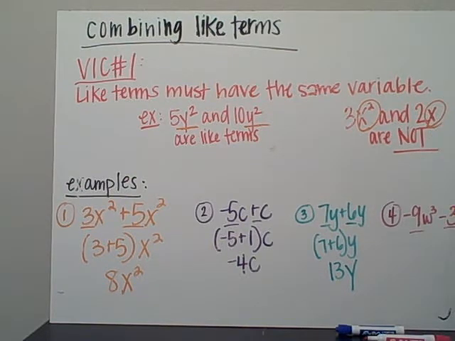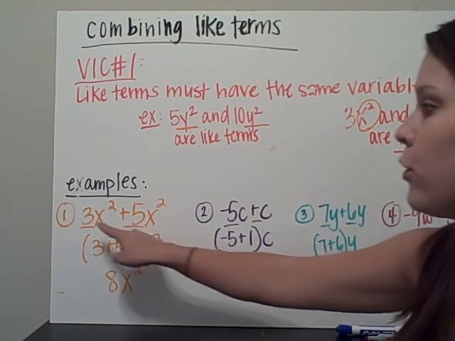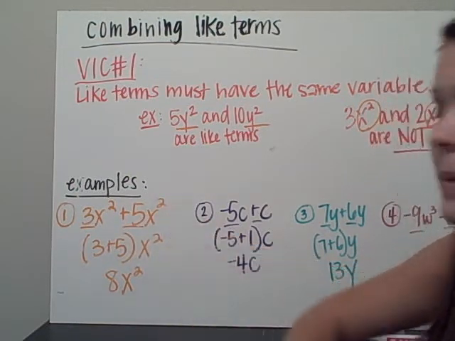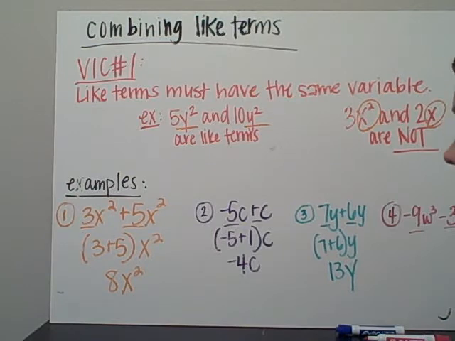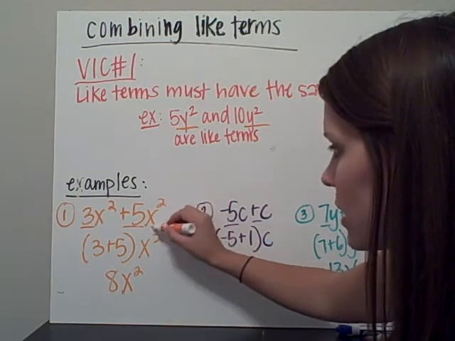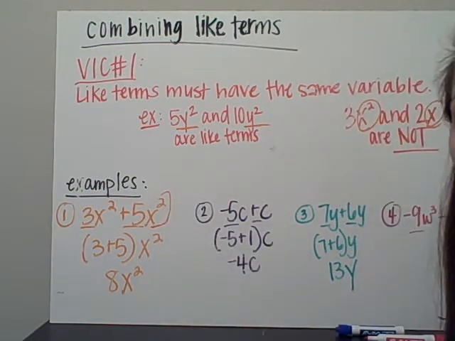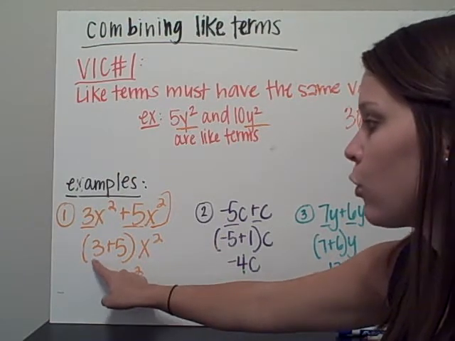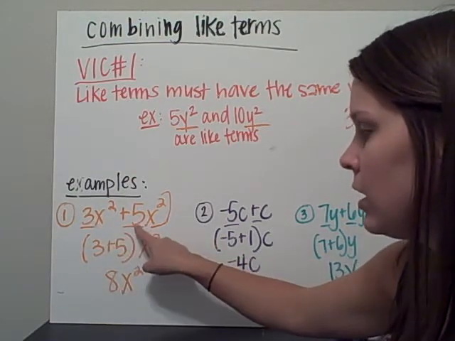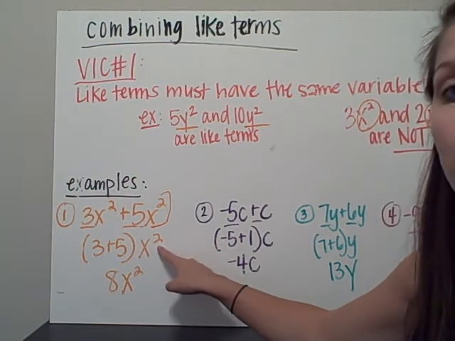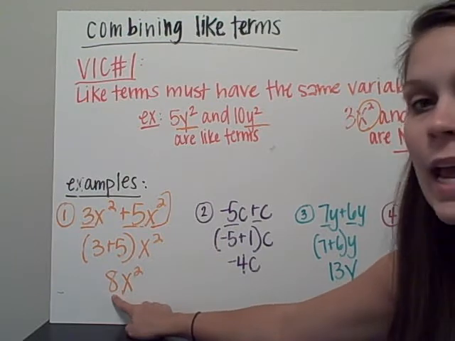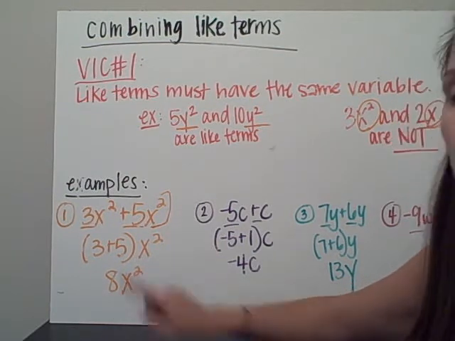So let's look at some examples. You have 3x squared plus 5x squared. Because these are like terms, because they share this x squared, we can use the distributive property to simplify. We have 3 plus 5 times x squared because they both share that x squared. Well, 3 plus 5 is 8, so it's 8x squared.